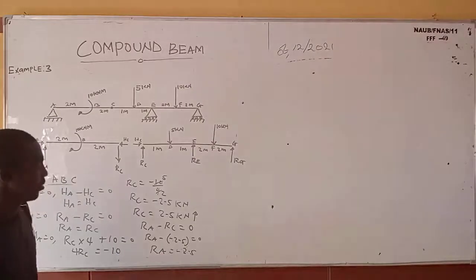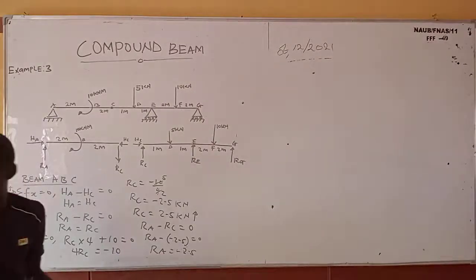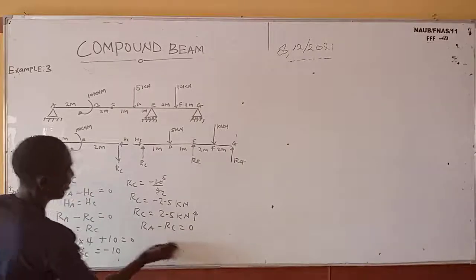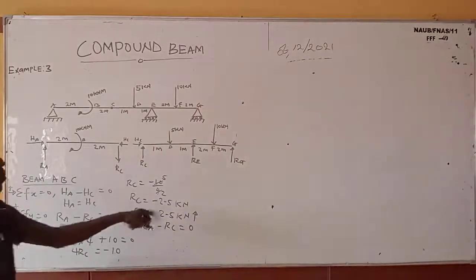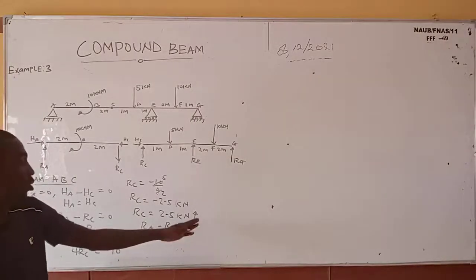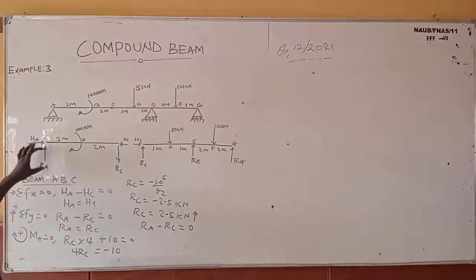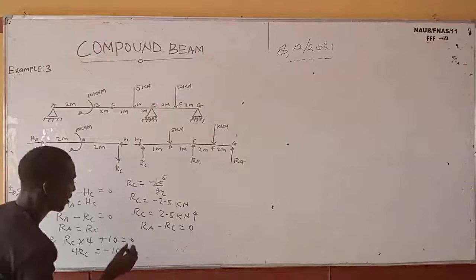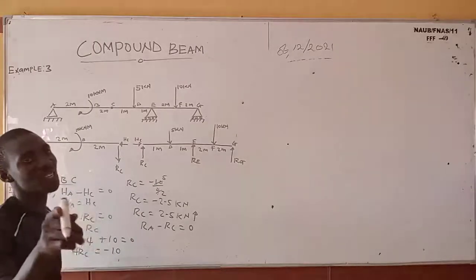Oh, sorry. That's a mistake. RC is not minus 2.5. It is 2.5. This minus is just to show you the arrow, to show you the direction of the reactions. Do you understand? Please take note of that so that you will not make such mistake in your exam.